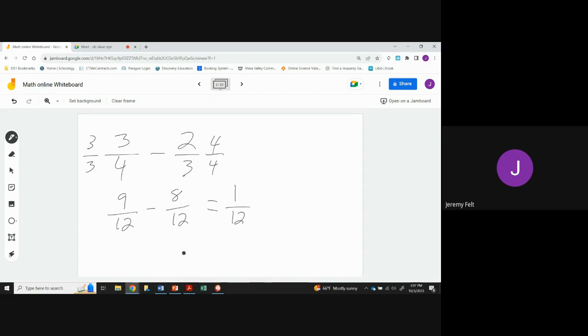Now 9 minus 8 is 1, still over 12. So once we have a common denominator, it's pretty easy. We just add or subtract numerators and then simplify if possible. But in this one, 1/12 is reduced as far as we can get.